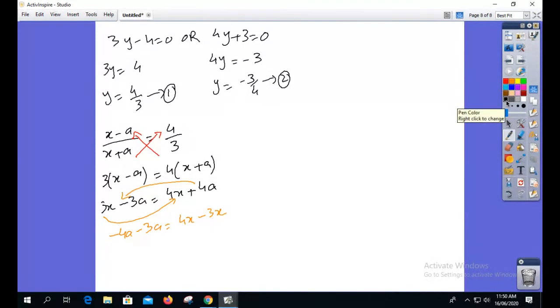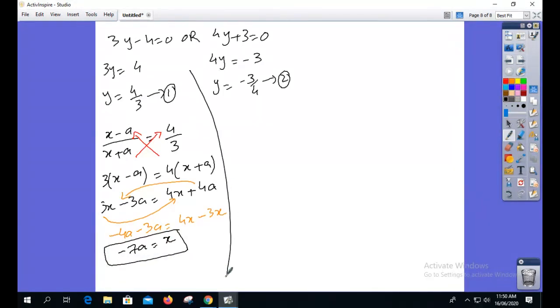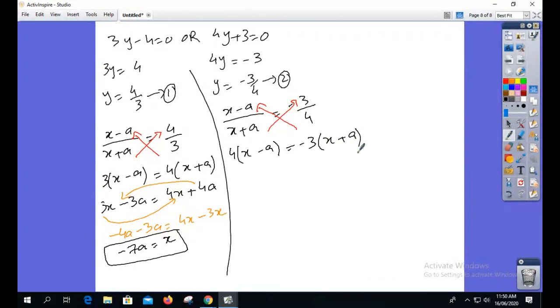After this, we have minus 7a equals to x. This is our first answer. And by replacing x minus a by x plus a here, we have minus 3 by 4. By cross multiplication, what we have? We have 4 times x minus a equals to minus 3 times x plus a, 4x minus 4a equals 3x minus 3a.